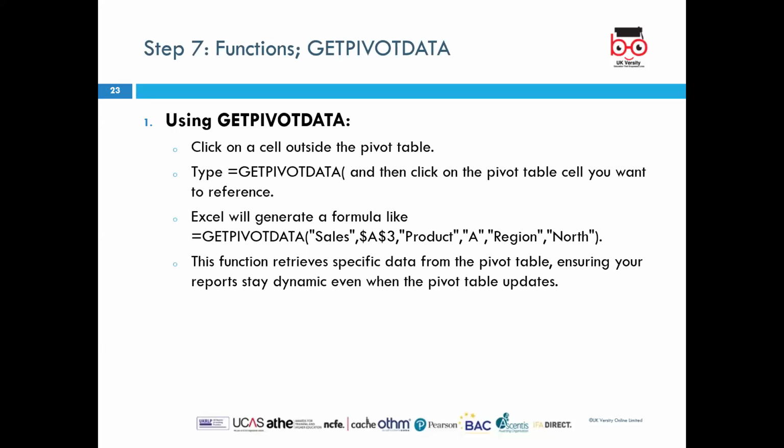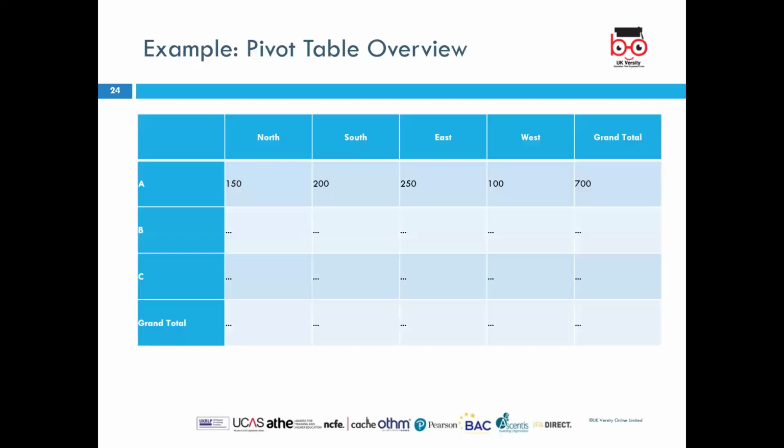Step 7, we now have the function GETPIVOTDATA, whereby using this function, we can retrieve pivot data. This function will retrieve specific data from our pivot table, ensuring that the report stays dynamic even if the pivot table is updated. So here's an example of our GETPIVOTDATA function.